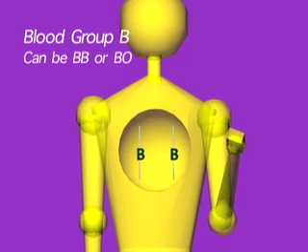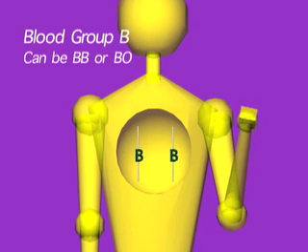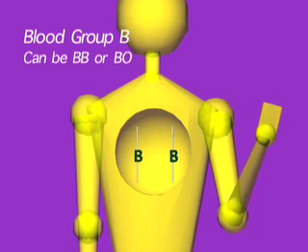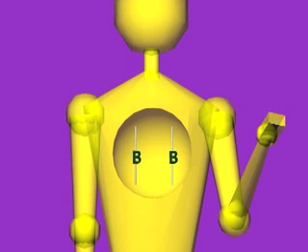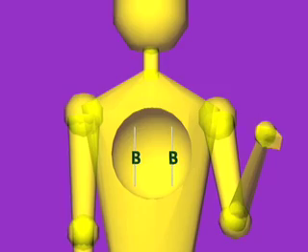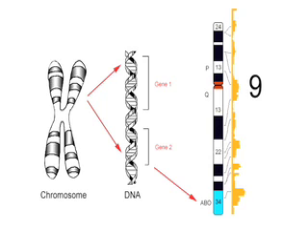Here is a B with two identical B alleles. In this case, you could only pass on B alleles to your children. The gene for blood group can be found on different chromosomes in different species. Yet man is the only species that has all four ABO variations.